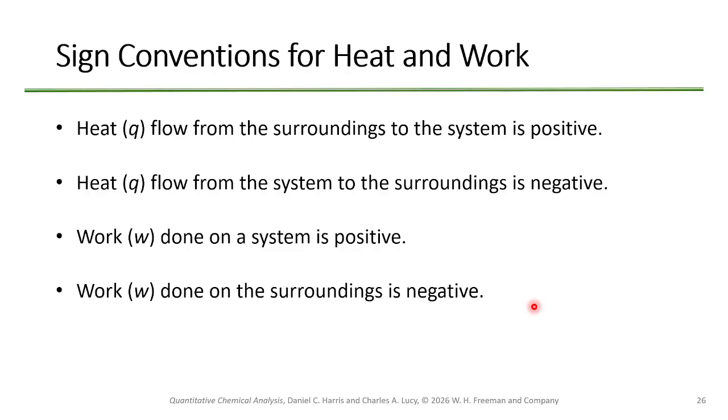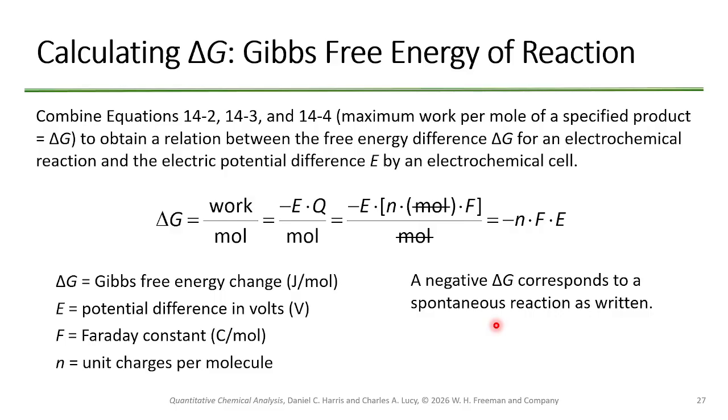Okay, so let's talk about heat and work. Heat, Q, flows from the surroundings to the system, is positive. Heat Q flowing from the system to the surroundings is negative. Work done on a system is going to be positive. Work done on the surroundings is going to be negative because your energy is flowing out of your system. Hopefully you guys all have explored that in physical chemistry and other courses a little bit.